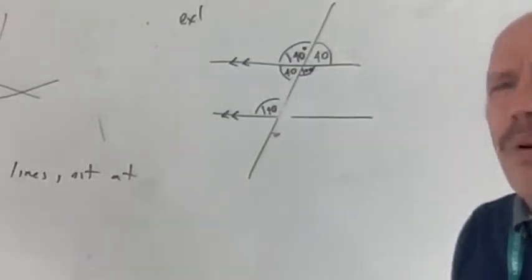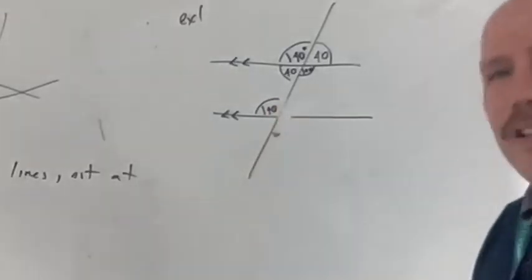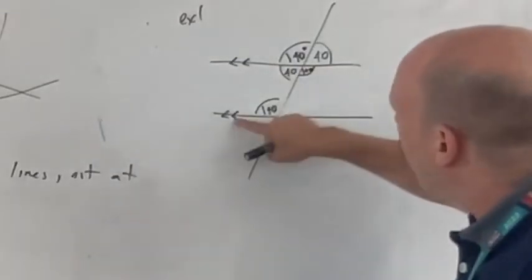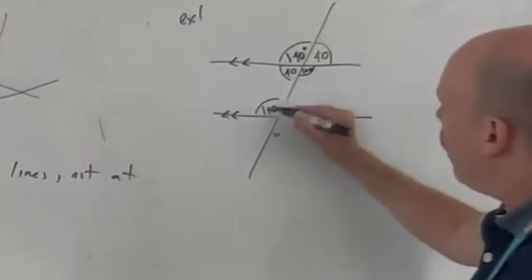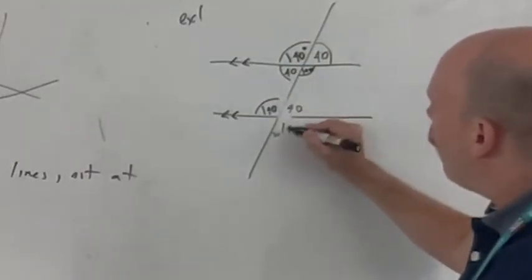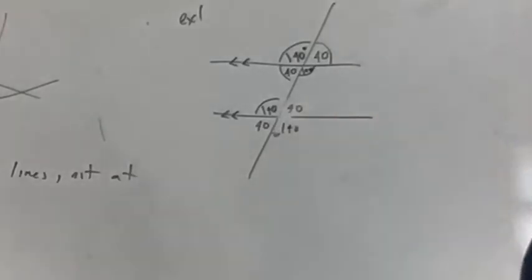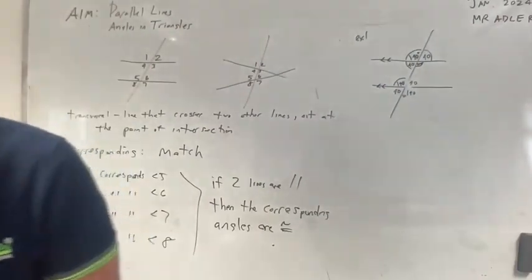Then I might say, well, what about the three remaining angles down here? And you say, that's no problem, Mr. Adler, because these lines are parallel. Everything up here is congruent to everything down here. So you have 140, 40, 140, and 40. Okay, now you might have learned some other terms and see other pairs of angles.